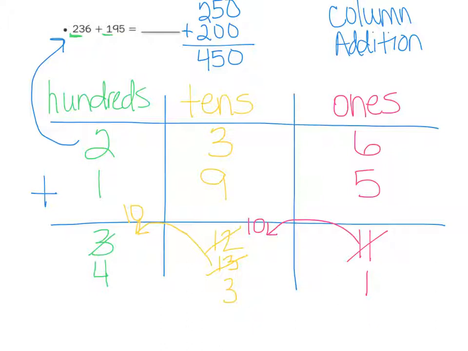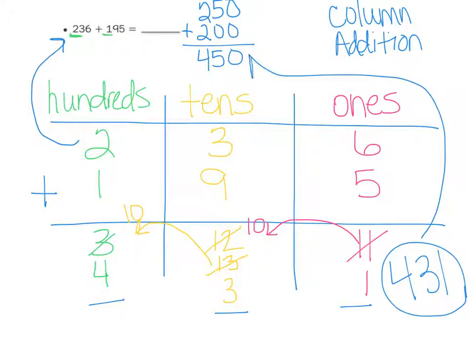Now, does this look right? Yes. My answer to 236 plus 195 is 431. So 431. And I'm going to take that number right here and compare it to my estimate that I did right up here. And I'm going to look and say, is that close? Yep, that's pretty close. I would say I'm probably right. I need to make sure I'm always asking myself, does my answer make sense?